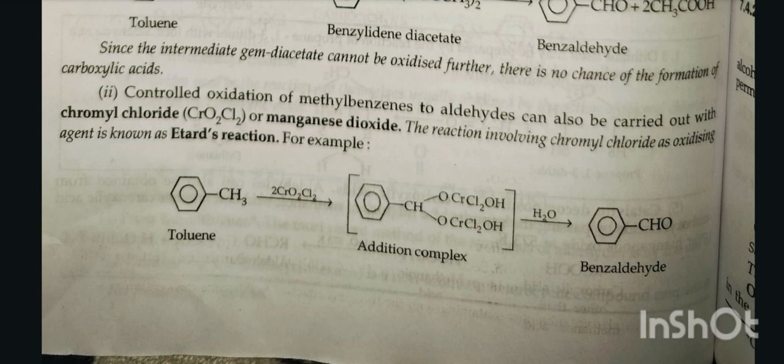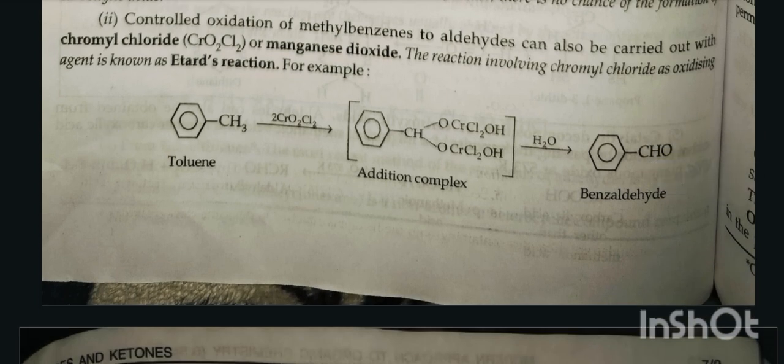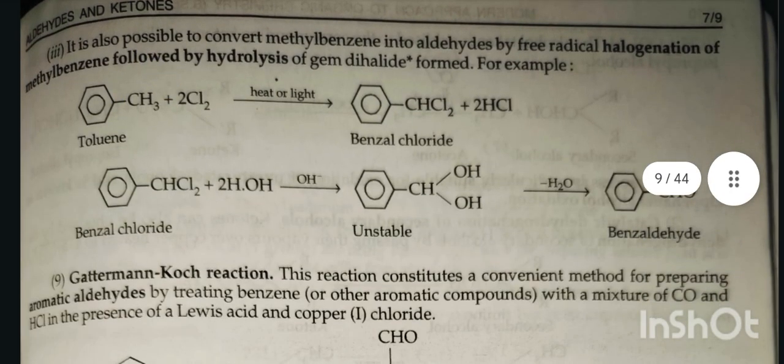Second, controlled oxidation of methyl benzene to aldehyde can also be carried out with chromyl chloride or manganese dioxide. The reaction involving chromyl chloride as oxidizing agent is known as Etard reaction. For example, toluene in presence of 2 moles of CrO2Cl2 gives an addition complex, which on hydrolysis with H2O gives benzaldehyde. Third, it is also possible to convert methyl benzene into aldehyde by free radical halogenation of methyl benzene followed by hydrolysis of the gem dihalides formed. For example, toluene is heated with 2 moles of Cl2 to give benzyl chloride.